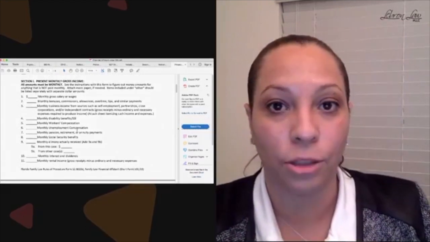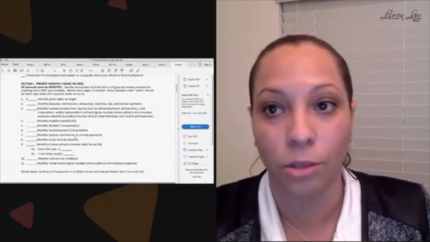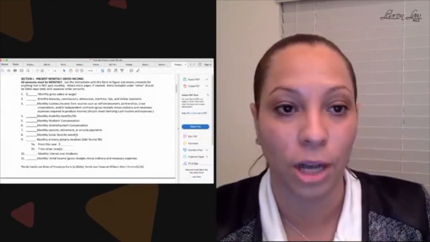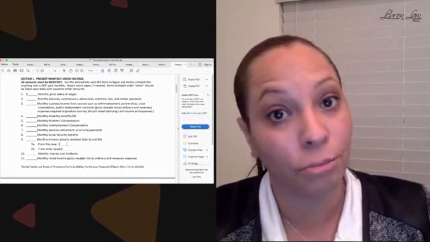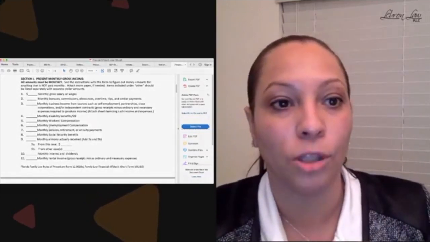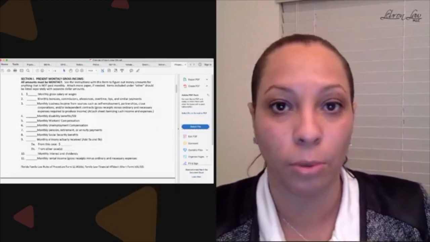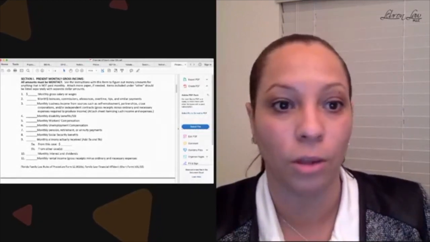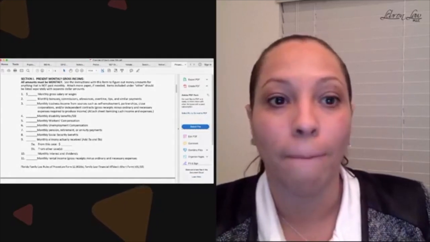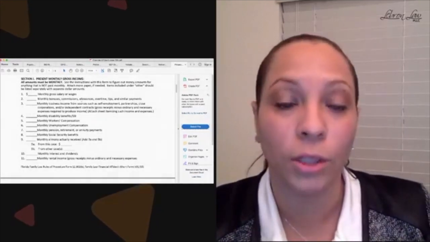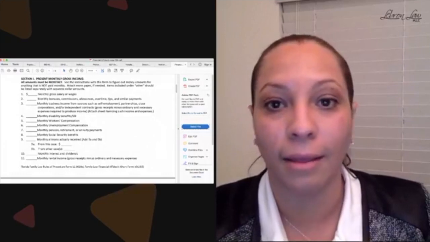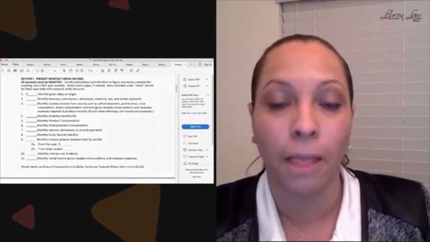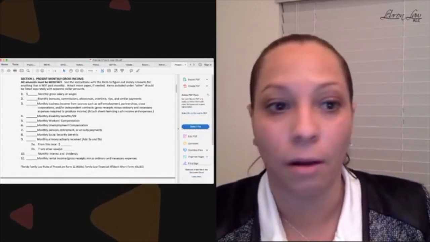Now, the Florida statutes define what constitutes income for purposes of calculating child support, and it's pretty much everything. So on line 1, if you work for an employer and you receive wages, you're going to input your gross monthly wages on line 1. Bonuses and commissions, overtime, tips, anything like that is also income. So you would list that separately on line 2.